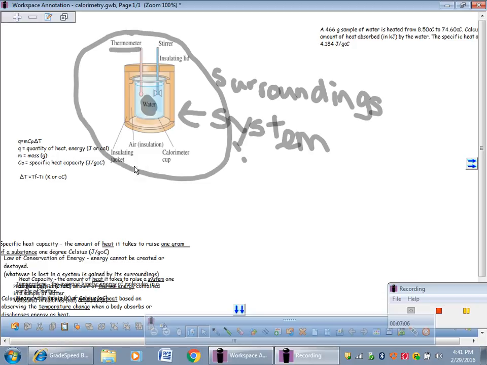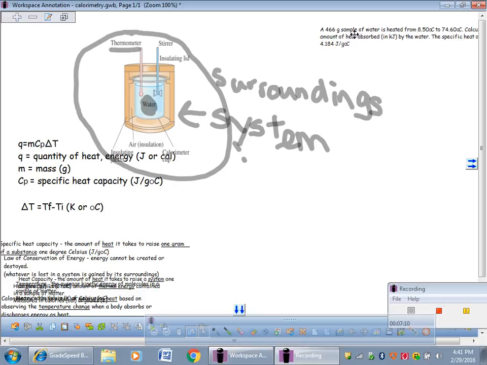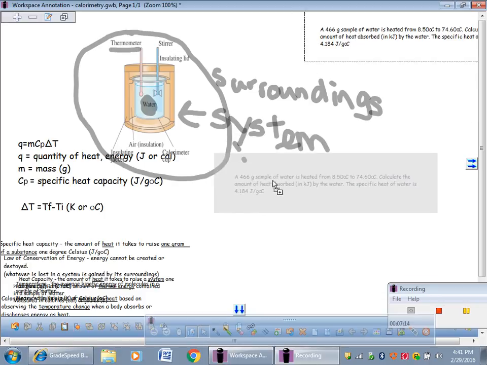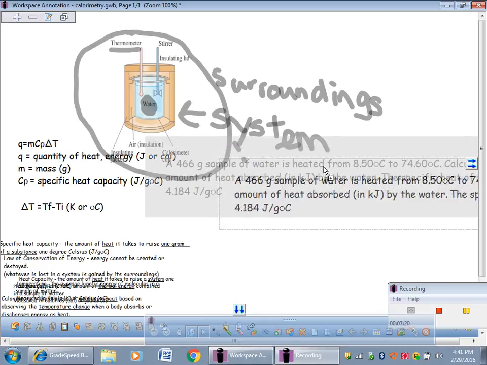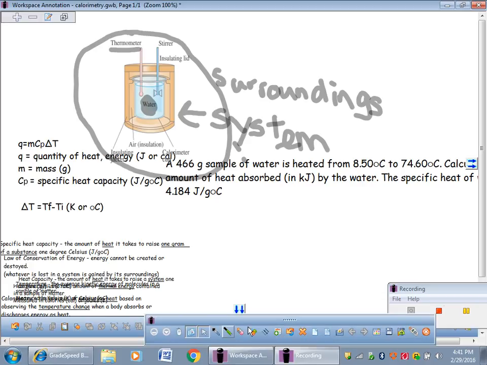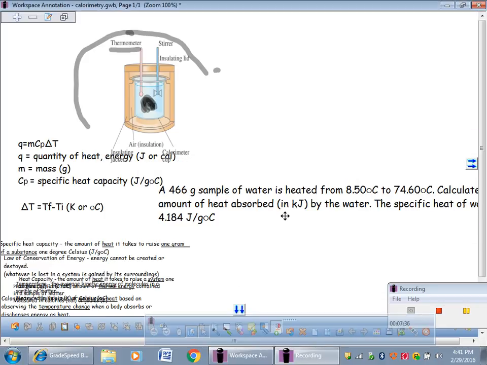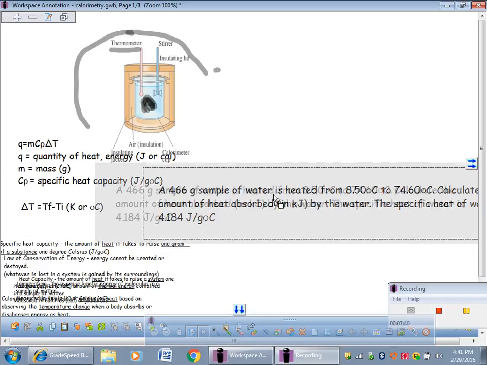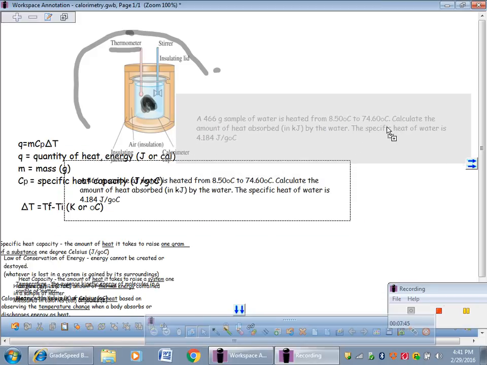So let's keep our equation over here so we can see it, and let's bring our problem over. Okay, so the problem that we're going to be working is off of your notes. So you've seen this before, but just in case you want to watch it again, pause and go back, I am going to show you this problem one more time.